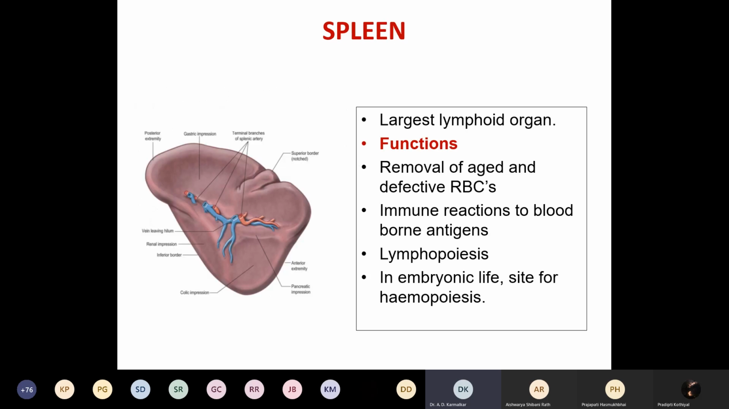Coming to the spleen. What is the spleen? It is a hemolymphatic organ. When a question is asked, in the cross or any part, it is a hemolymphoid organ. Means what? It is a lymphoid organ, playing a role in removing the aged defective RBCs. It plays an immune response to blood-borne antigens, lymphopoiesis. But in the embryonic life, it has a very important function, that is hemopoiesis. That's why it is called a hemolymphoid organ.